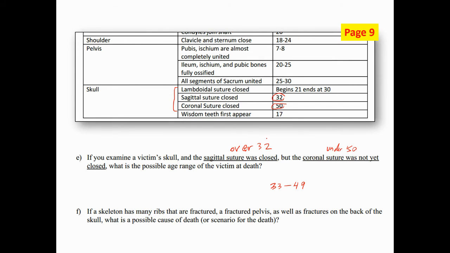If a skeleton has ribs that are fractured, a fractured pelvis, as well as fractures on the back of the skull, what is the possible cause of death or scenario for the death? A lot of possible things could cause these injuries to happen, but here are some common ones as far as human beings go. A car crash could give you these injuries. What else? A severe assault or beating. If someone is on the ground being kicked and attacked, that could definitely create a lot of these injuries.